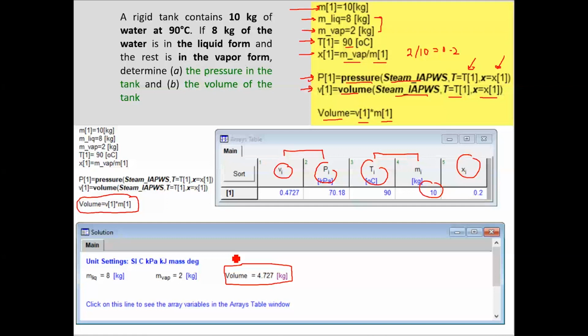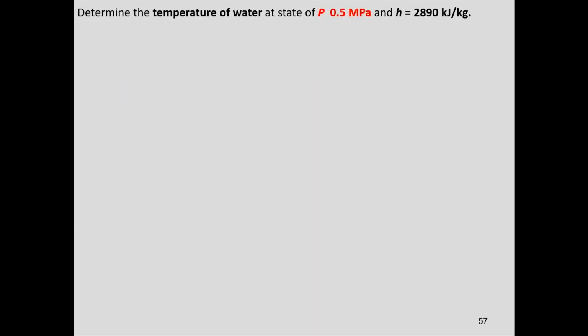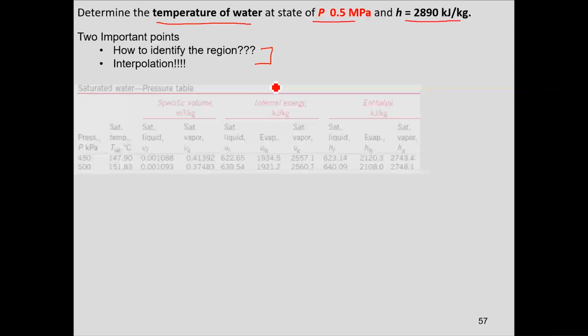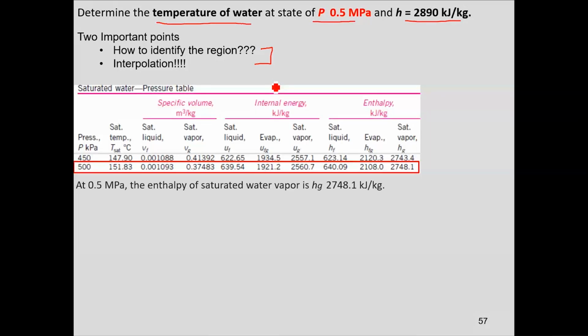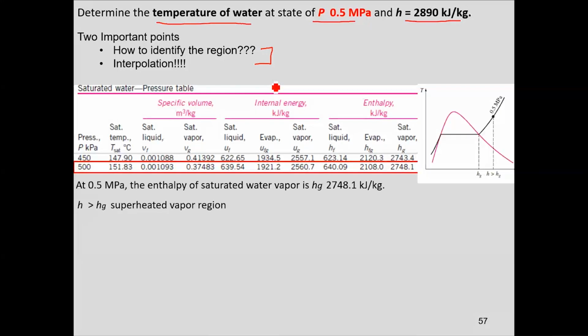Moving on, this was the example where you had been given the pressure and the temperature of the water. If you identify the region, you do the interpolation. You first found the table to be the superheated table. So your region was superheated, and then you did the interpolation to find out the temperature.